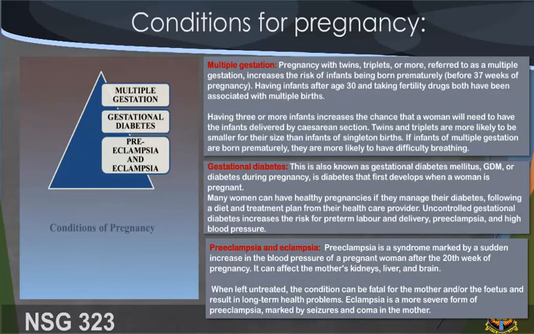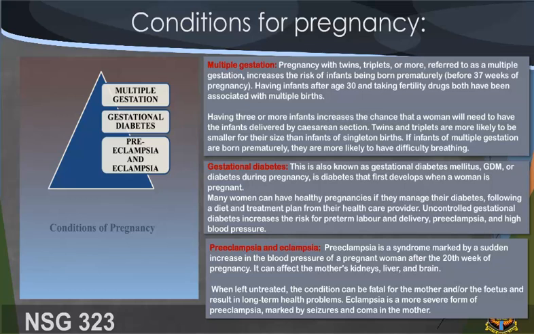Conditions of pregnancy: multiple gestation, gestational diabetes, preeclampsia and eclampsia. Multiple gestation: pregnancy with twins, triplets, or more, referred to as a multiple gestation, increases the risk of infants being born prematurely, before 37 weeks of pregnancy. Having infants after age 30 and taking fertility drugs both have been associated with multiple birth.